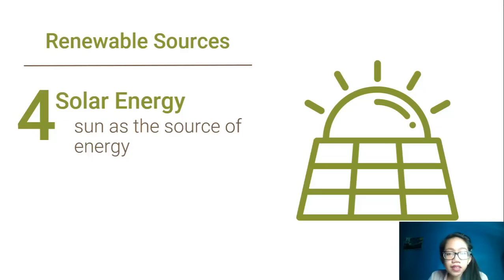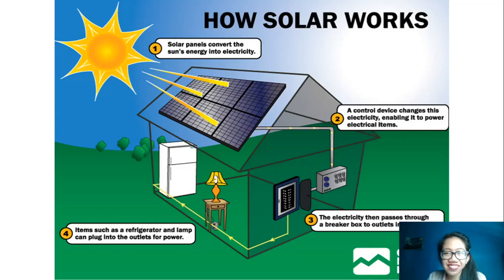Okay, so next renewable source is solar energy. So solar energy, sun as the source of energy, as the name suggests. So how does this work? You create solar panels. The solar panels capture the heat energy provided by the sun, and that is enough to excite the electrons in our solar panels. So that could be connected to a control device to mediate its distribution.